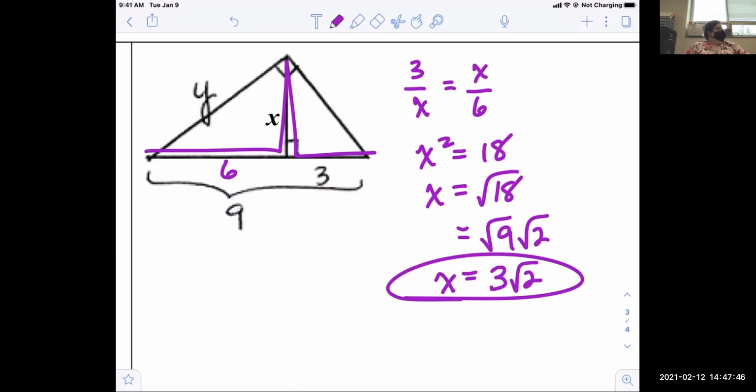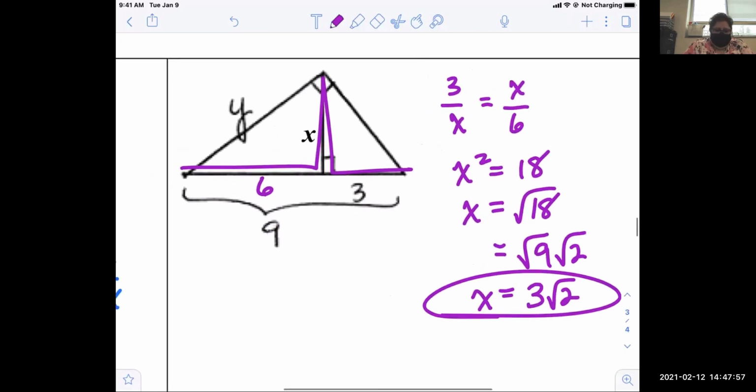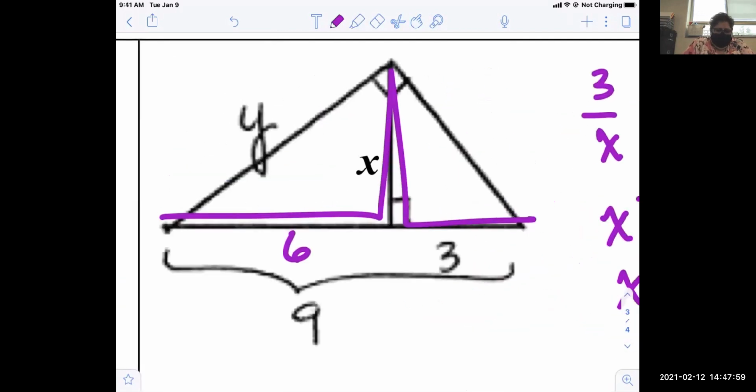You're never going to round these. You're always going to give them to me in simplified radical form. So don't go grabbing your calculator and typing in square root 18. I don't want a decimal form of that. I want a simplified radical. So we know that this is 3 root 2. If you wanted to use that answer you found, sometimes that's helpful, sometimes not.